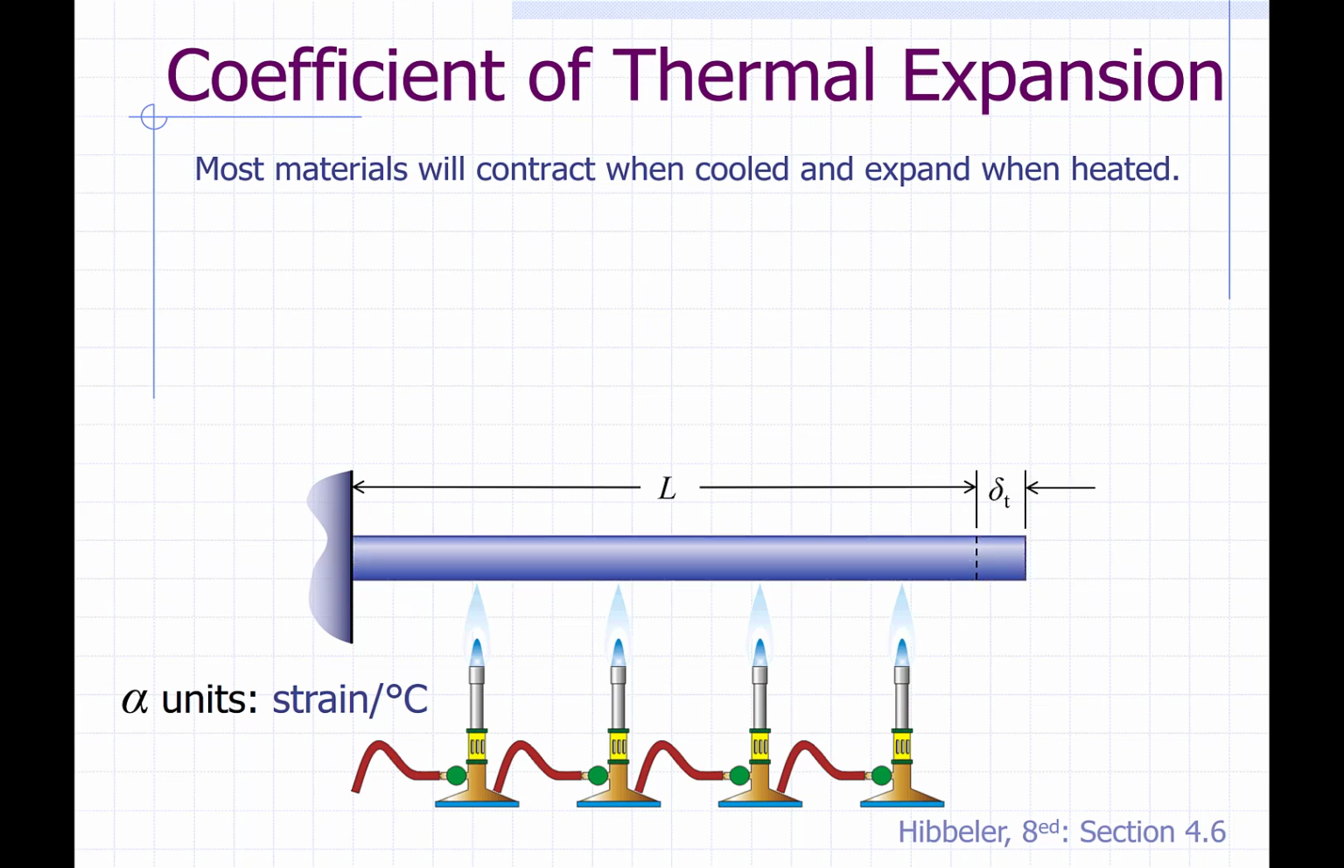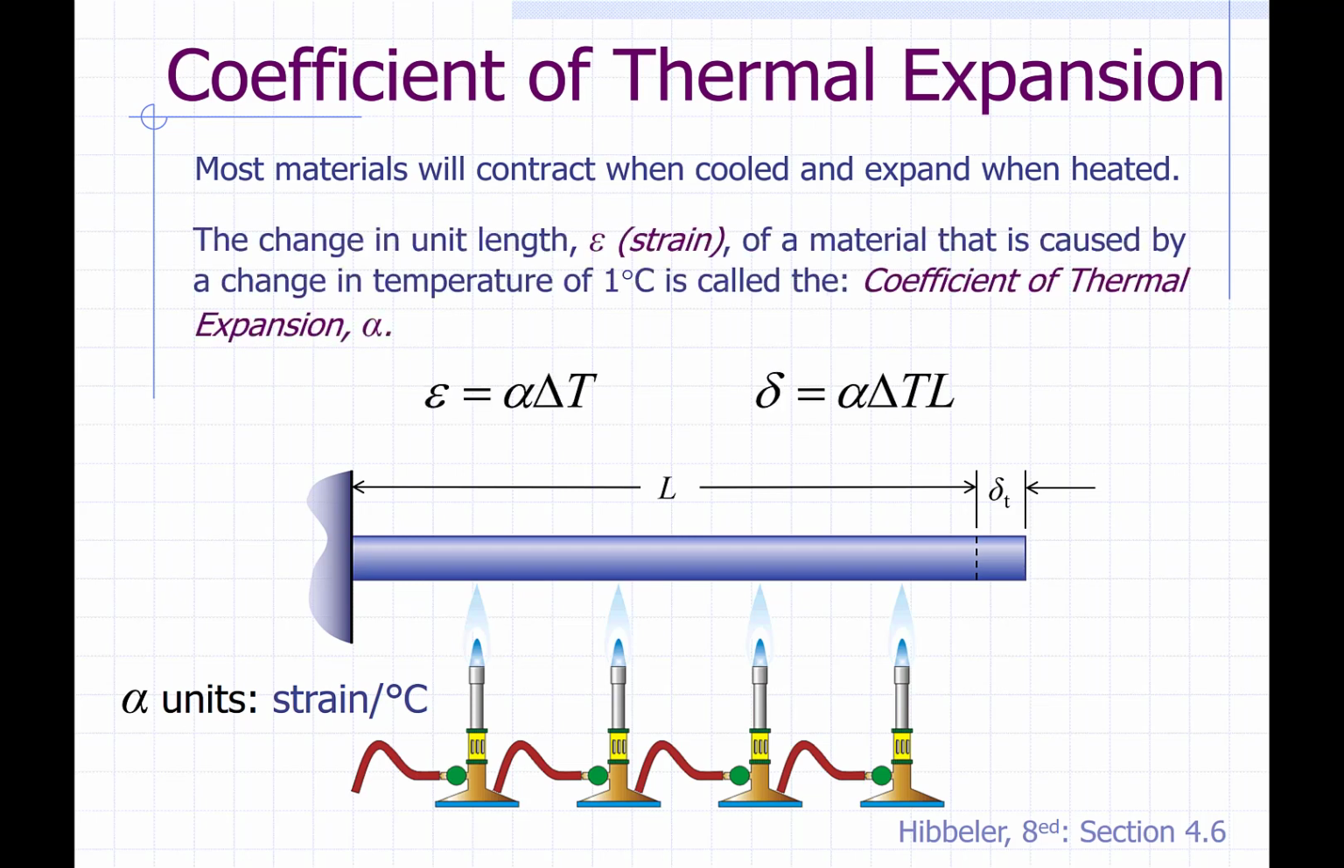and we give it a subscript t to denote that it's a change in length or a displacement as a result of the temperature change. To understand this, we need to look at the coefficient of thermal expansion. The coefficient of thermal expansion is a material property which will describe how a material will behave due to temperature change. The change in unit length or strain of a material that is caused by a change in temperature of 1 degree Celsius is called the coefficient of thermal expansion and is denoted by the term alpha.